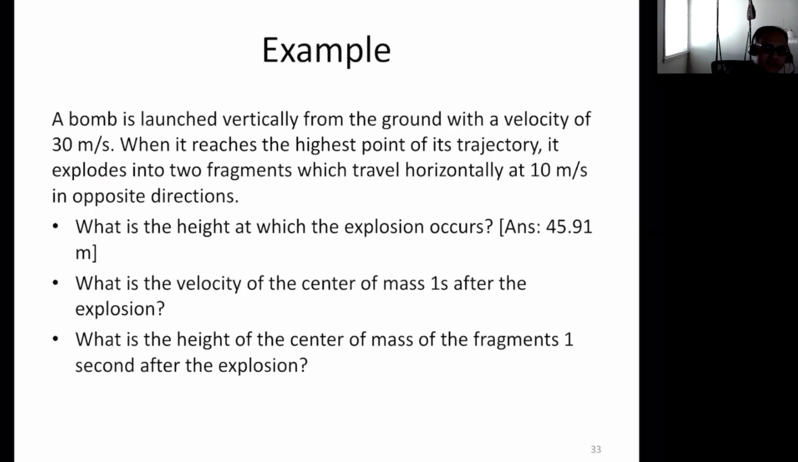So what this problem is saying is that a bomb is launched vertically from the ground with a velocity of 30 meters per second. When it reaches the highest point of its trajectory, it explodes into two fragments which travel horizontally at 10 meters per second in opposite directions. What is the height at which this explosion occurs? And what is the velocity of the center of mass 1 second after the explosion?